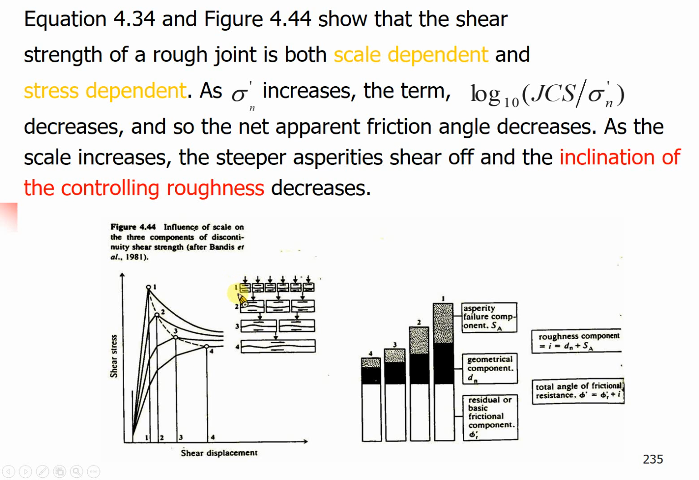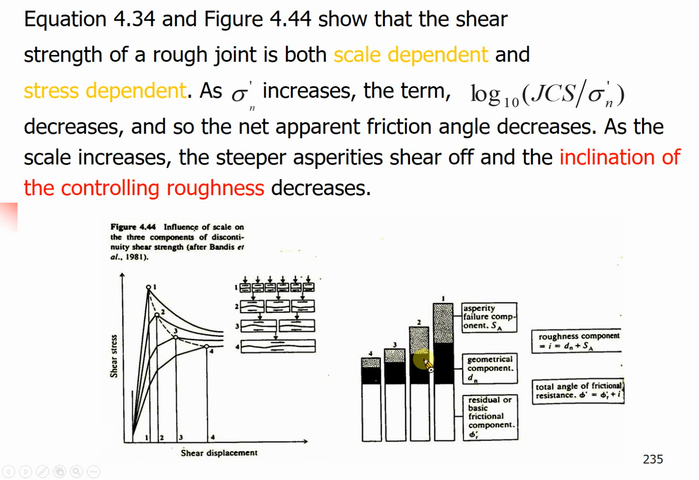If you have small joints like this, then you will have a more brittle behavior like this. So the scale will influence the mechanical behavior of discontinuities. With larger discontinuities, with larger joints, the peak strength will become smaller, although the residual strength will be almost identical. Okay? So that will be the scale effect.